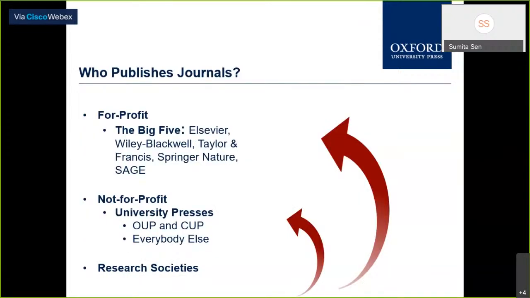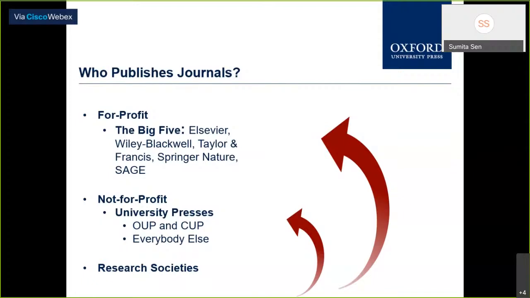Who publishes journals? Well, we have commercial publishers. For profit, we have the big five. We've got Elsevier, we've got Wiley Blackwell, Taylor and Francis, Springer Nature, and Sage.